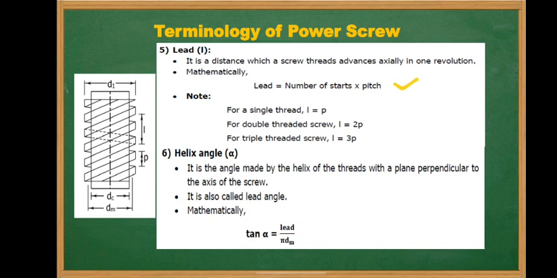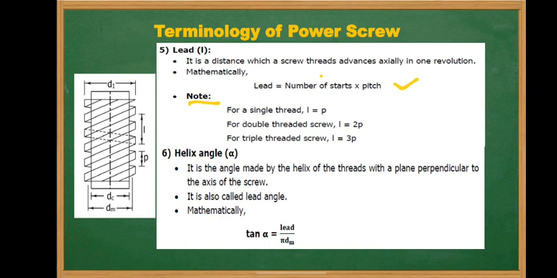We have also discussed this term in threaded joints. So keep this in mind: for a single thread the number of starts is equal to 1, therefore lead is equal to pitch. For a double started thread the number of starts is equal to 2, therefore lead is equal to twice the pitch. And for a triple threaded screw the number of starts is equal to 3, therefore lead is equal to thrice the pitch. And last is the helix angle, which is denoted by alpha.